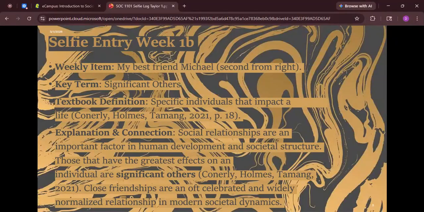The key term for this week was significant others, specific individuals that impact a life. Social relationships are an important factor in human development and societal structure. Those that have the greatest effects on an individual are significant others. And close friendships are an oft-celebrated and widely normalized relationship in modern societal dynamics. So I'm sure we've all got that group of friends, that one friend that has had a very significant effect on the framing of our life. And to me, that is that group of individuals that I showed you earlier.